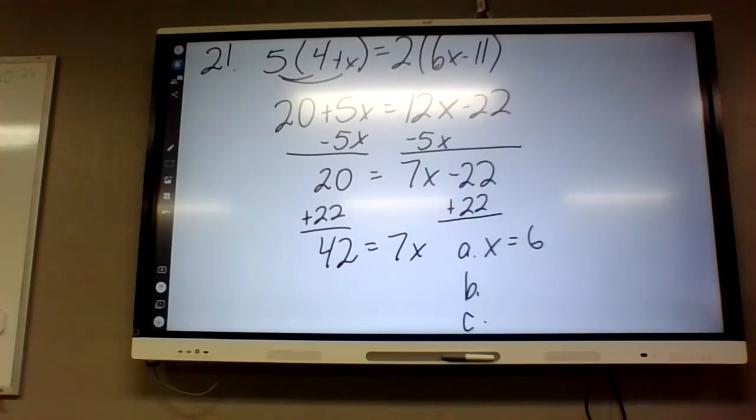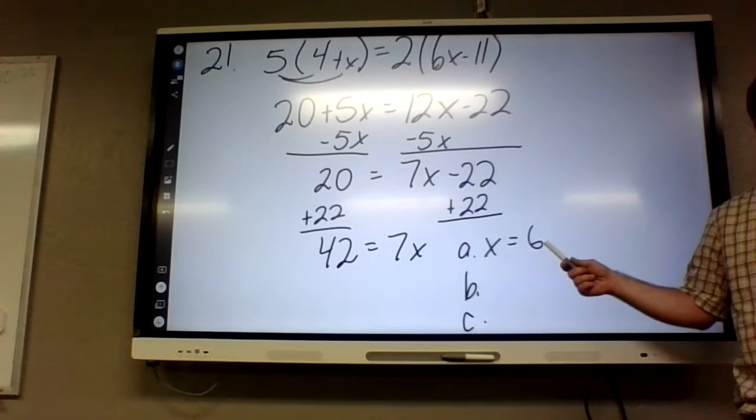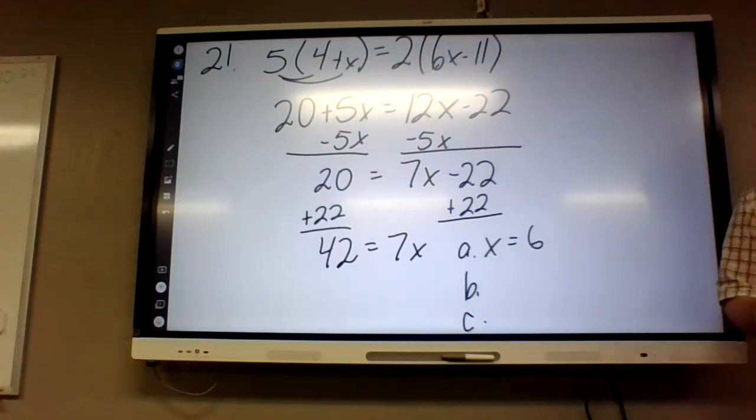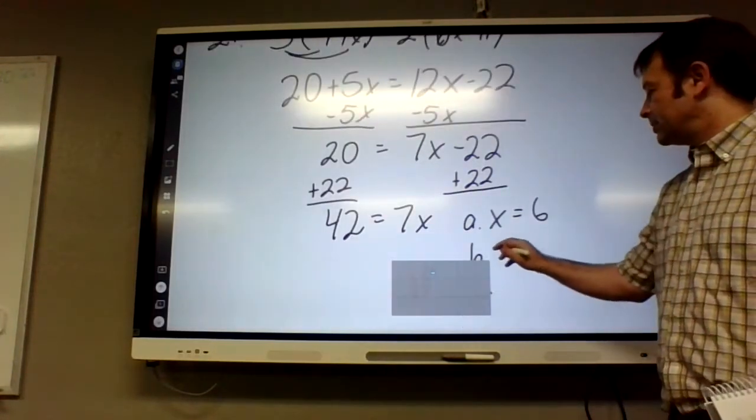Okay, so what's it say? Find the measurement of angle 4. How can I figure out angle 4? Plug in 6, right? We just got x equals 6. So what's 6 plus 4 times 5? 50.